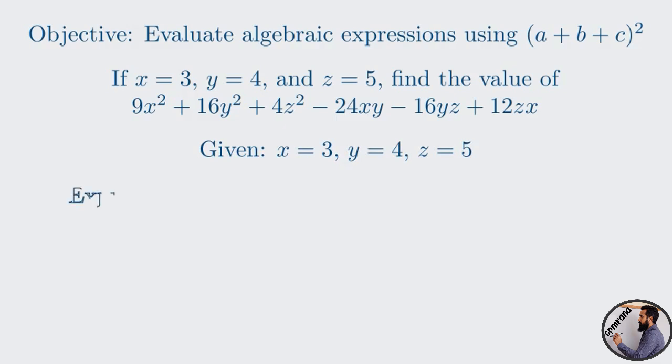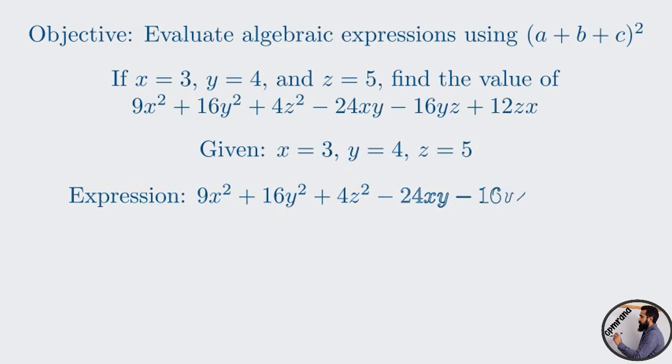And the expression we need to solve is 9x squared plus 16y squared plus 4z squared minus 24xy minus 16yz plus 12zx. Now, we could plug the numbers in directly, but that would involve a lot of large calculations. Instead, let's see if we can simplify this expression using an algebraic identity. To simplify our expression, we should recognize it as a perfect square of a trinomial.